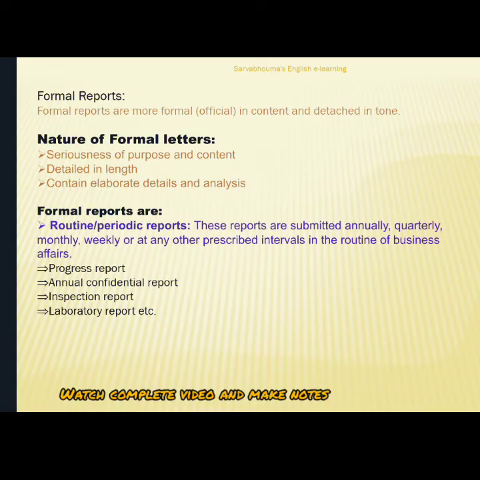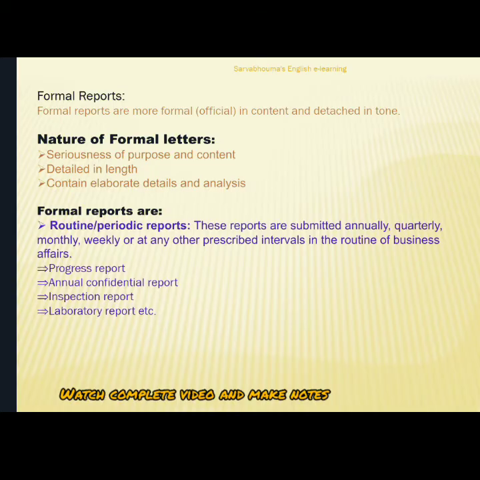Usually in schooling they write quarterly test, midterm and annual examination. So getting those reports comes under routine or periodic reports. Annual confidential reports, it is the most important thing. Inspection reports, laboratory reports, etc. These all are the examples of routine or periodic reports. Okay.